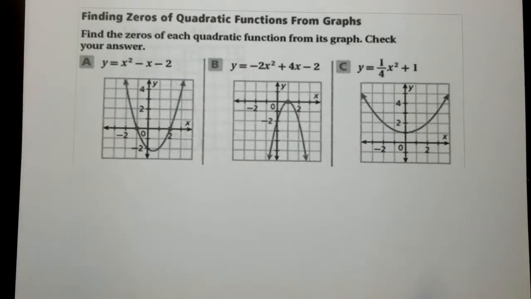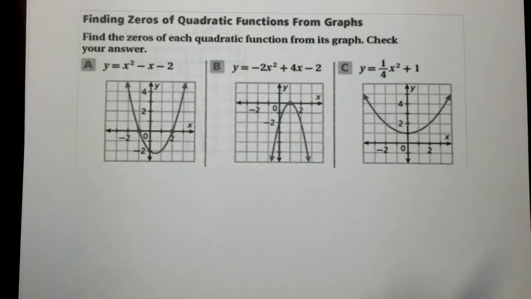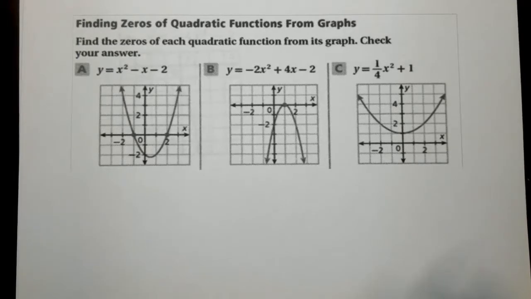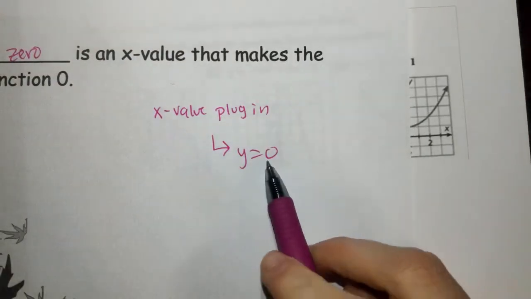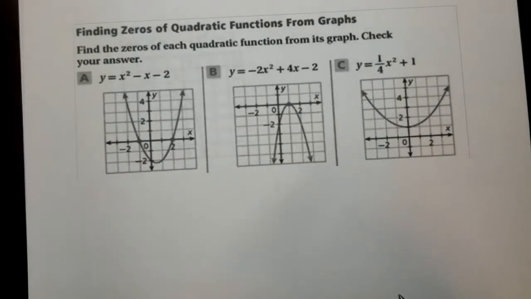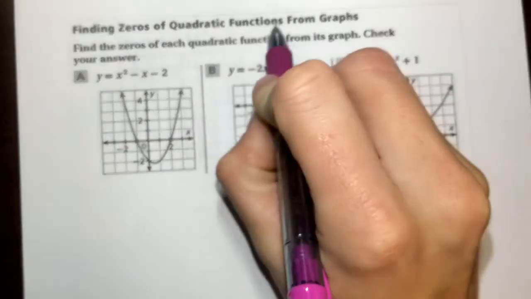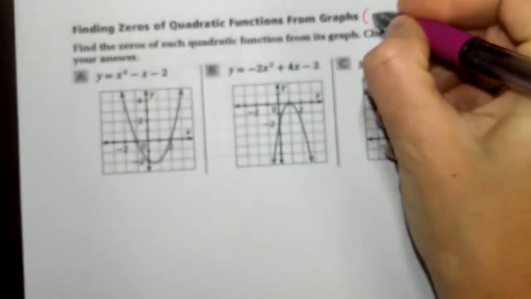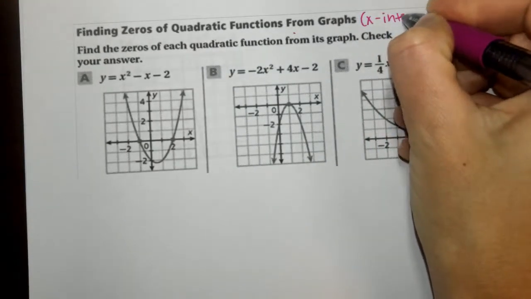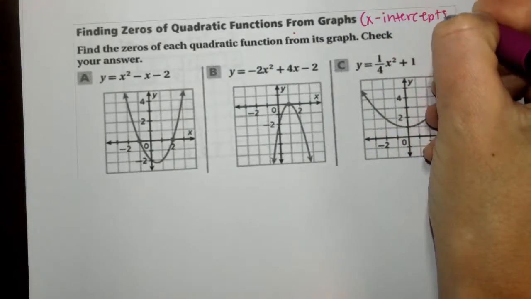Okay, so finding zeros from graphs. So once again, it was where the y value was 0. And that's going to be your x-intercepts. So make sure you note finding zeros of quadratic functions from graphs. It's a fancy way of saying find the x-intercepts.